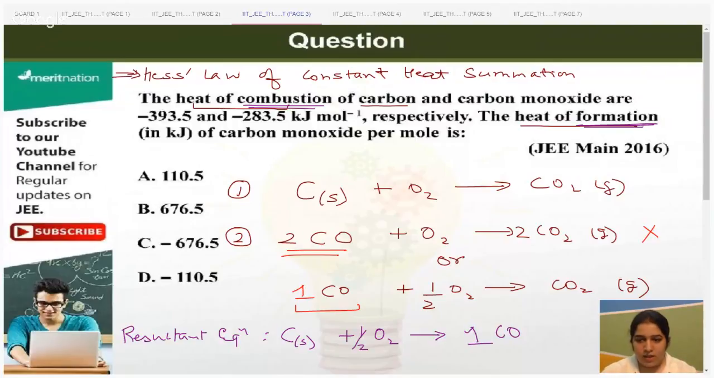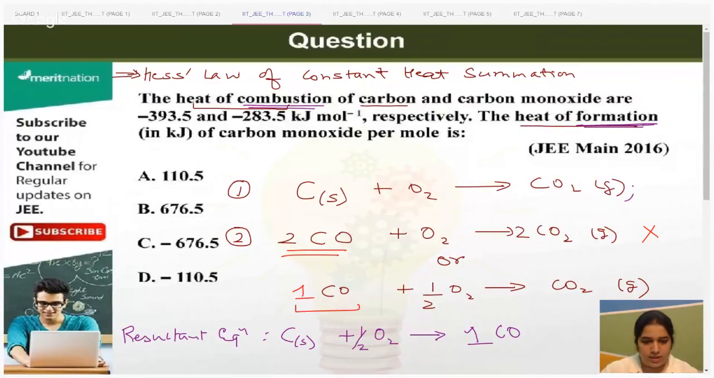Okay, so where do we need to put 1 mole? At the substance getting combusted. In heat of formation, where do we need to put 1 mole? The substance getting formed. Okay, now we have written the equations as per the question given to us.